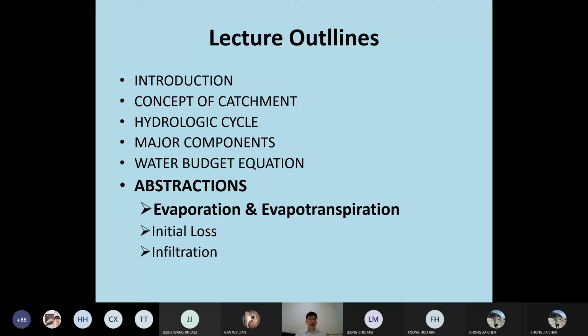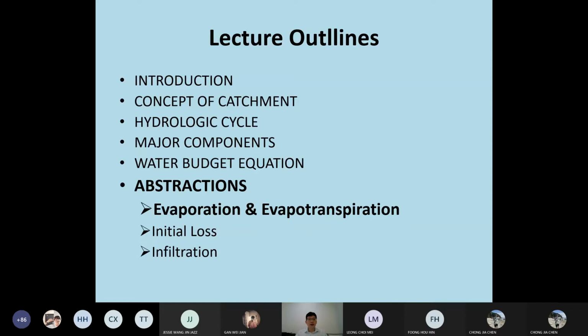For more than 100 years, many researchers, scientists, civil engineers and hydrology engineers have tried to propose models to predict evaporation, initial loss and infiltration, and we also have measurement methods. Today we focus on these three things.